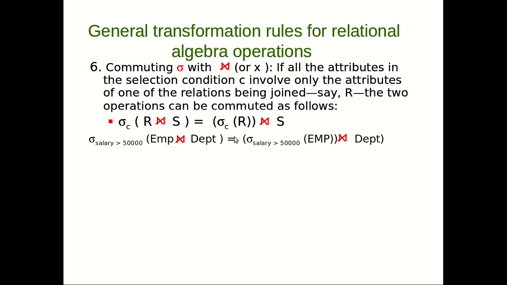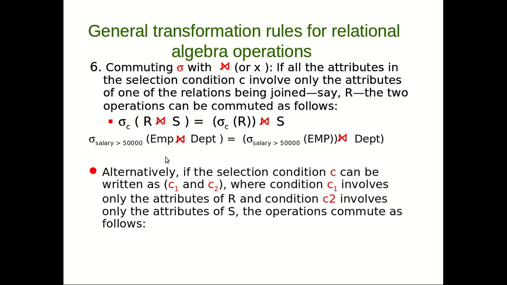For example, you join, and after applying the select condition you can move this condition inside. That is, you apply the salary greater than 50,000. Those employees with salary greater than 50,000 will only be selected, and with that resultant relation you are applying this. This is rule number 6. This is an optimization technique that we normally apply. All the rules are for heuristic optimization.